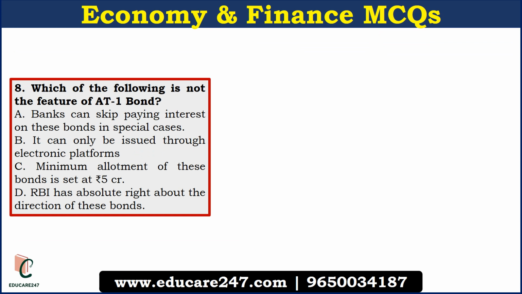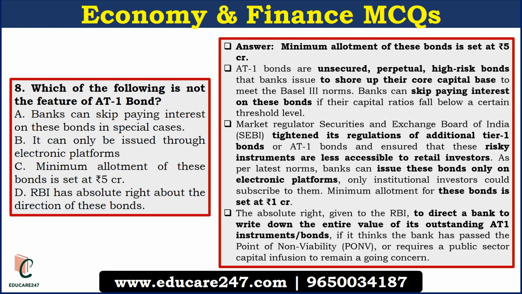The next question is, which of the following is not the feature of additional tier 1 bond? The answer is, minimum allotment of these bonds is set at 5 crore. This is wrong. Basically, it is set at 1 crore, not 5 crore. Let us understand the additional tier 1 bond.